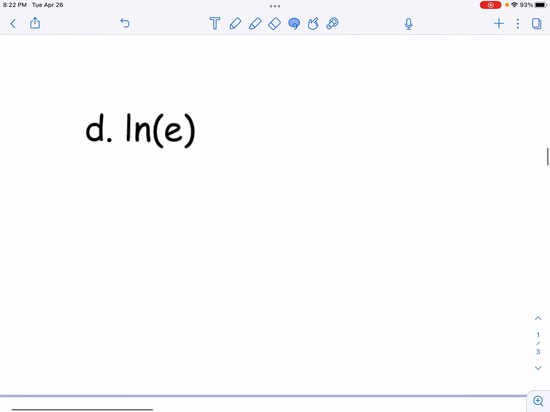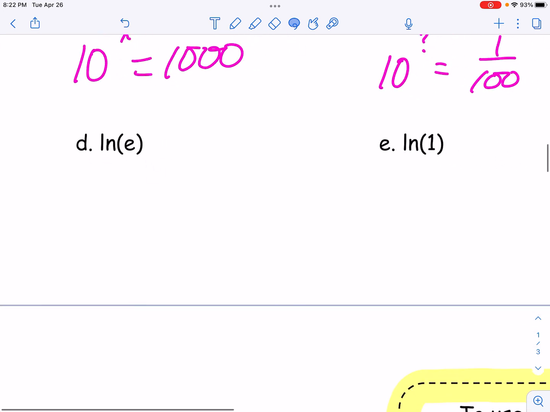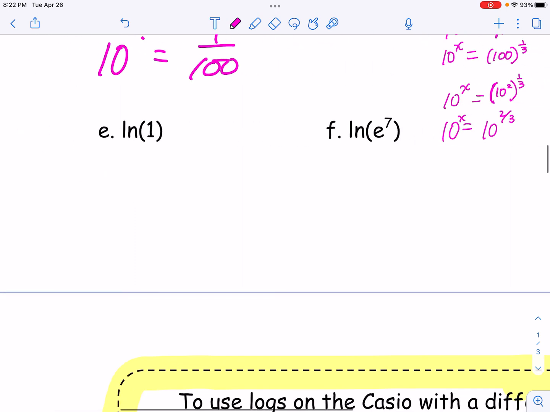Something like D. Notice I see the natural log, so that means I have a base of e. e raised to the what power equals e? Well, you should know that anything raised to the first power gives us that number back. So e to the 1 is equal to e. So the natural log of e is 1. Natural log, so base of e to the what power equals 1? The only way to get something raised to a power equal to 1 is when that power is 0.